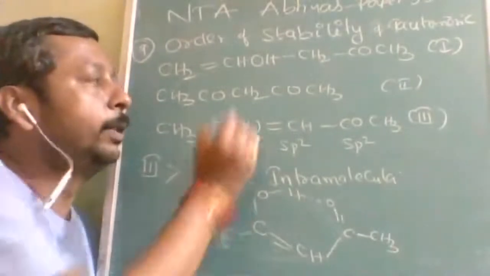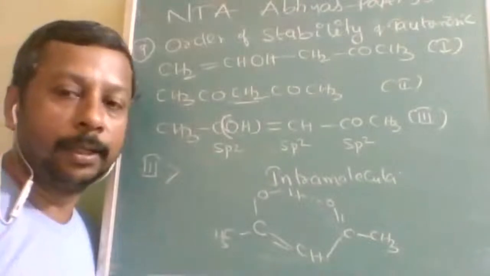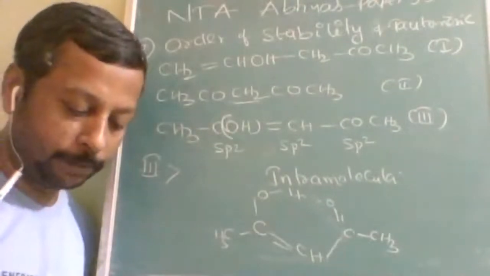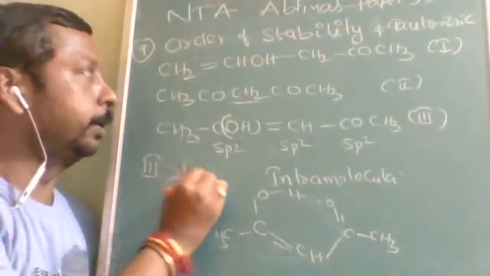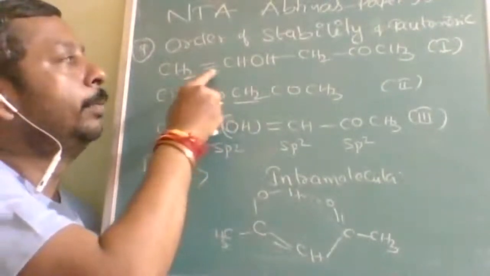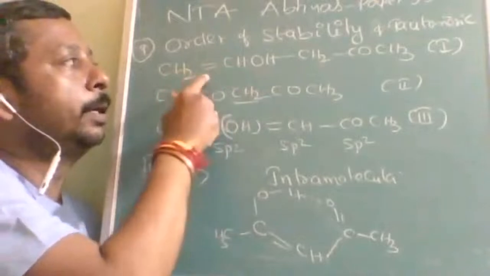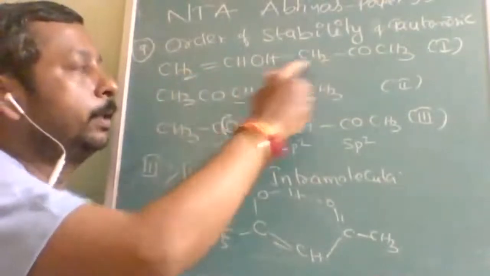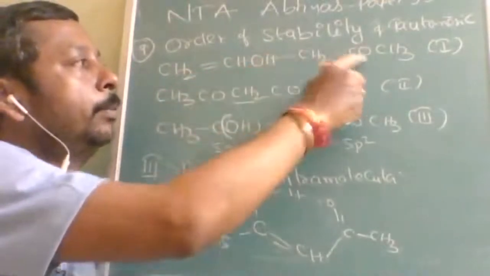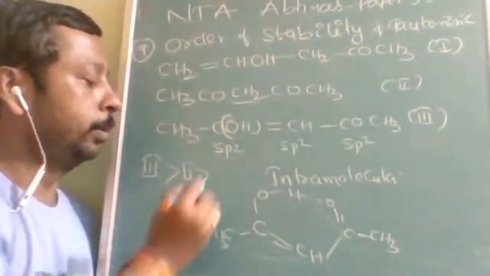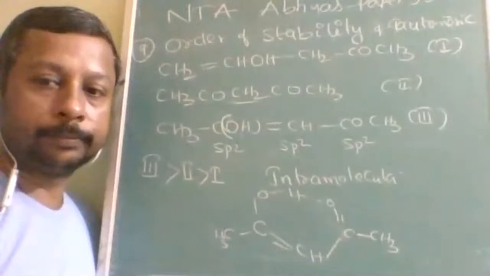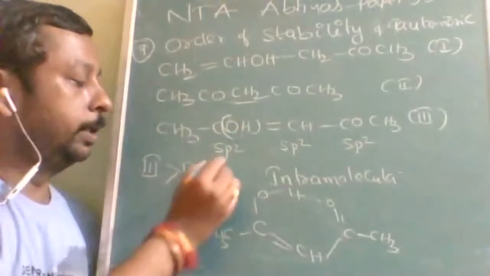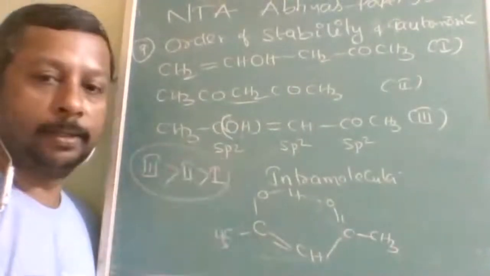This is the active methylene group. Active methylene group is the most important and most stable form if hydrogen bond is not there. Don't think the double bond on this side is the main problem. There is no possibility of hydrogen bonding because of this CH2, so least stable will be this. So 3 greater than 2 greater than 1.